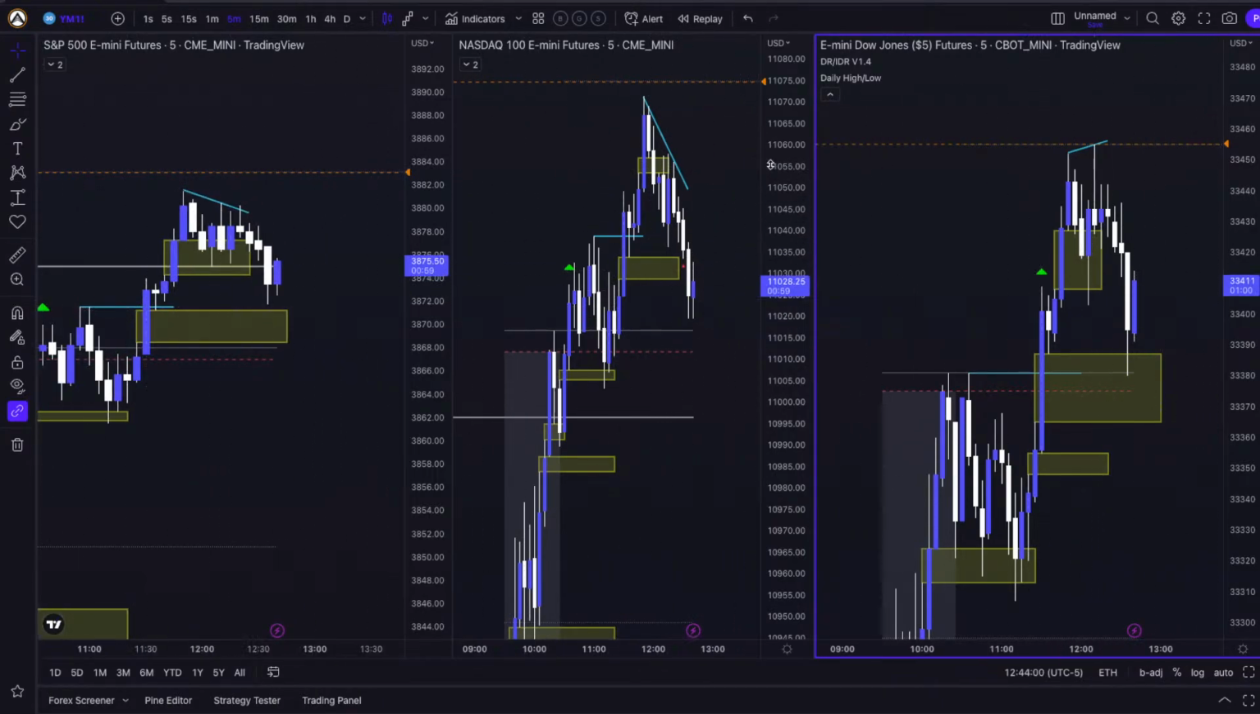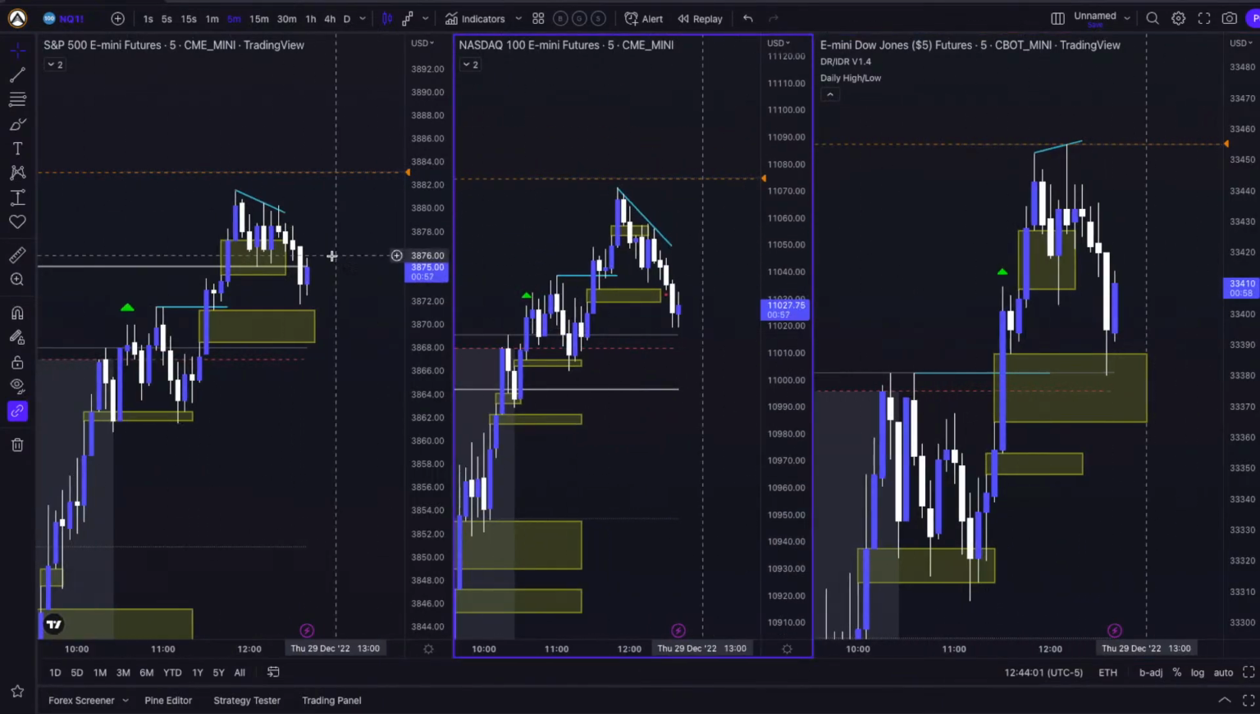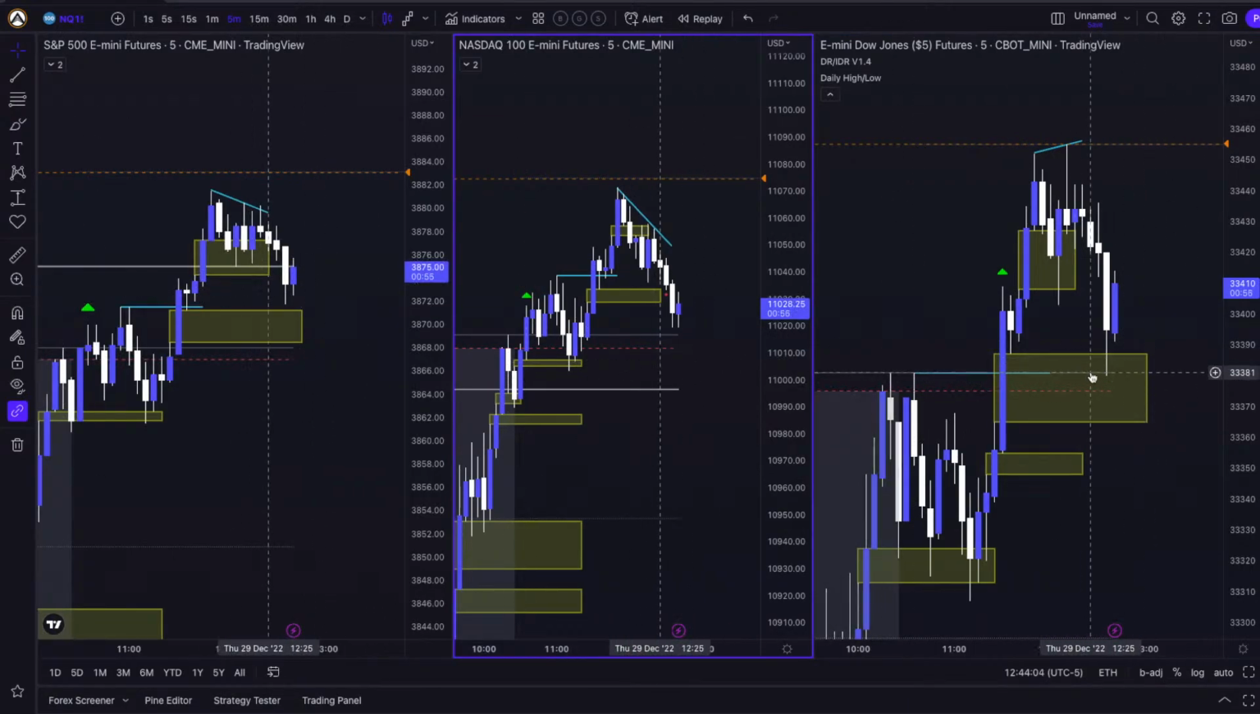I want to see if we hit the 0.5 standard deviation on the S&P and if this reaction off the DR high on US 30 is actually continuing to hold. How about you guys? Have you been taking any live trades today during the New York kill zone? Be interesting, or at least during the IDR range.